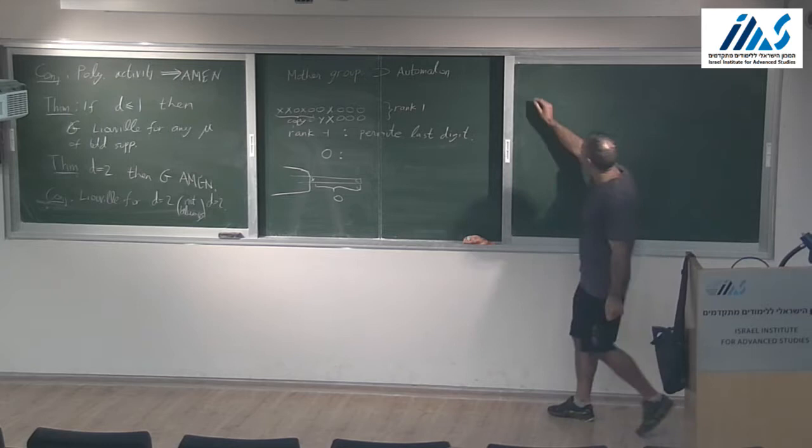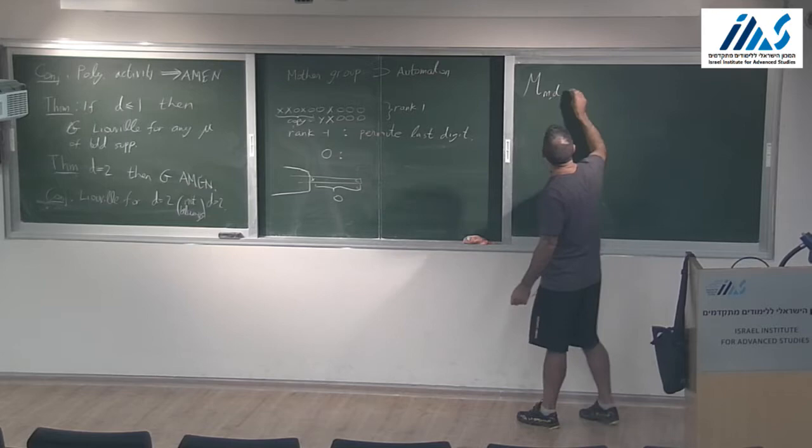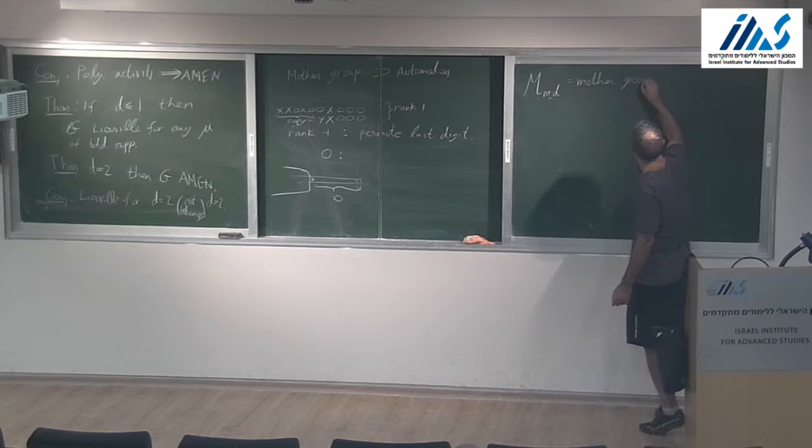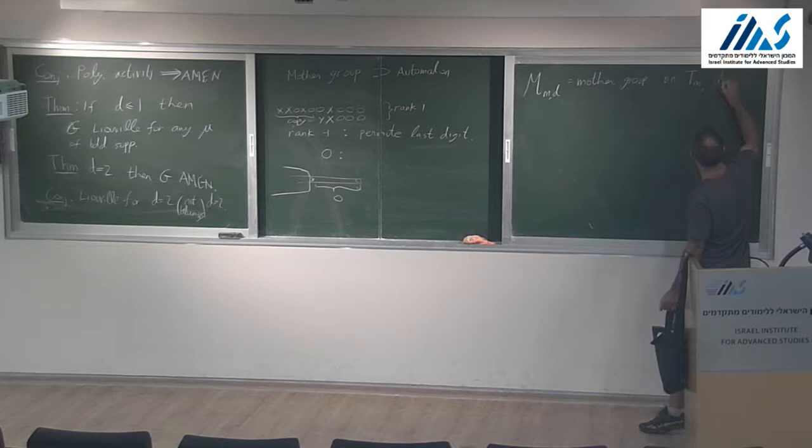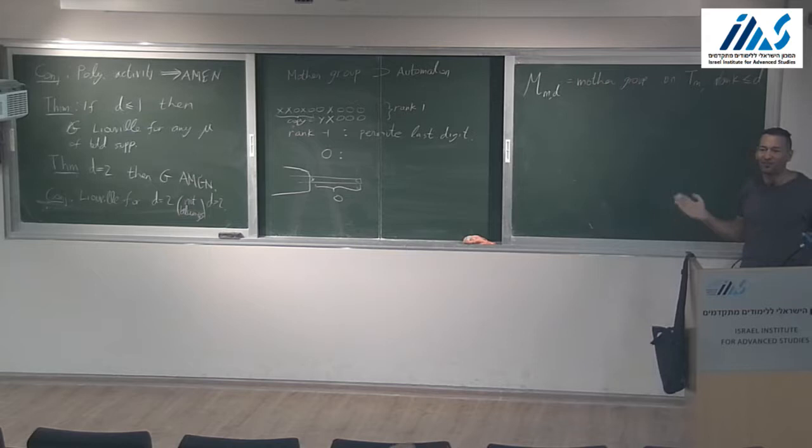So this lets us define M_D. This is the mother group on the M-regular tree where you have rank at most D. And if you have rank at most D, then this is an automaton group with polynomial activity D.